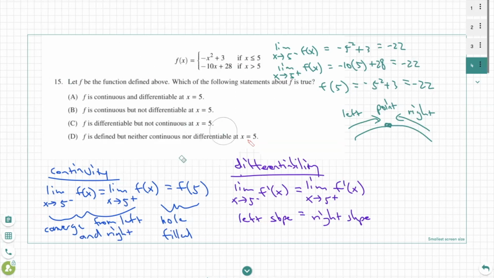Okay, so how do we check that then? So to check this, you take the derivative of the top function. Okay, so negative 2x equals the bottom function, which is just negative 10. And then you plug in 5 for x, and you get that negative 10 equals negative 10. So therefore, it's differentiable. Okay. Limit as x approaches 5 from the right, f prime of x. Yeah, negative 10, right.